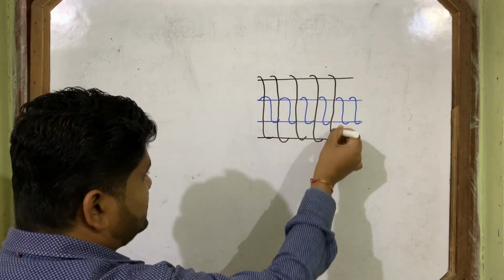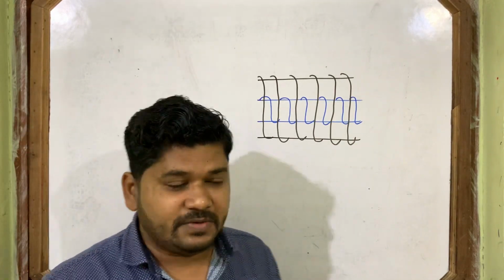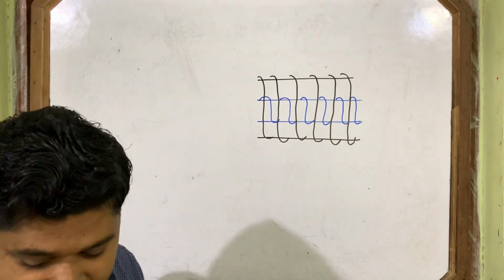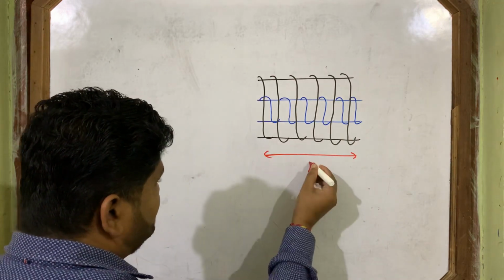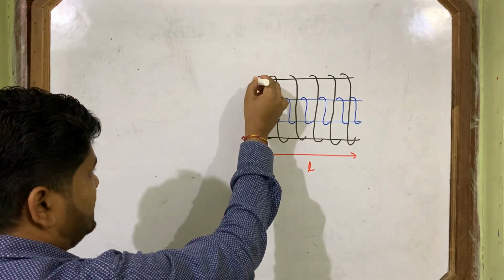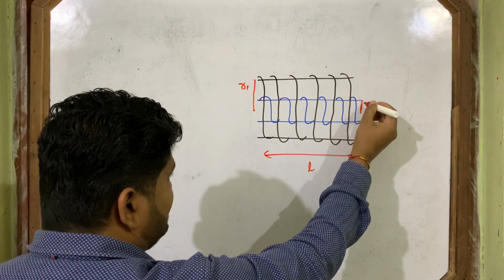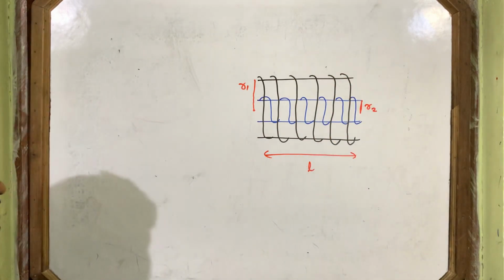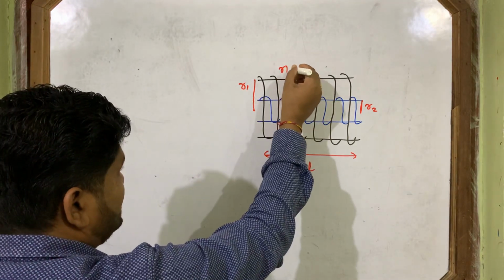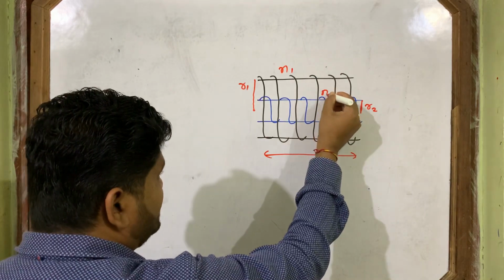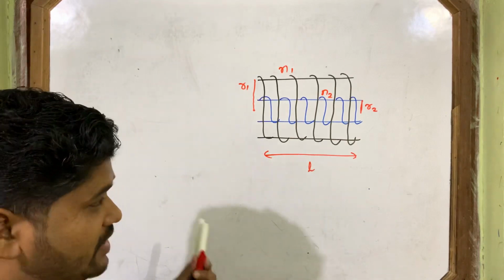The outer solenoid I have drawn in black ink, and the inner solenoid in blue ink. So I hope you can observe clearly how the solenoids are arranged, and it is called coaxial solenoids. Their common length is L, the outer radius I am writing as R1, and the inner radius as R2. Here the number of turns per unit length is N1, and here the number of turns per unit length is N2. These are the parameters required for our derivation.